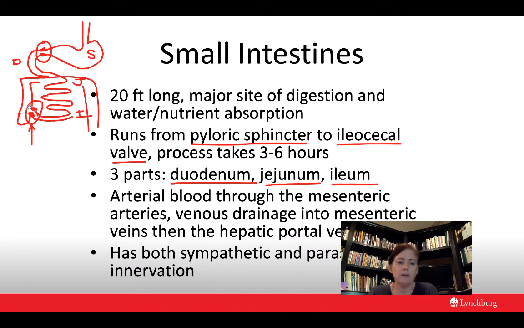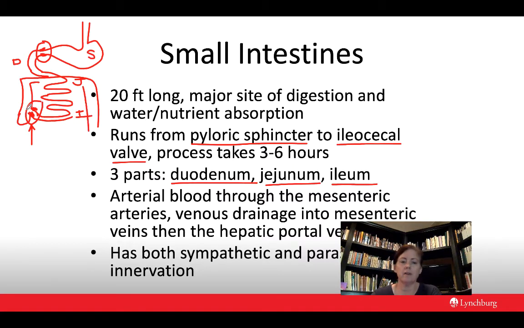So arterial blood supplies the small intestines through the mesenteric arteries, and so we know primarily that's going to be superior mesenteric because it does small intestines. And in terms of venous drainage, we have the superior mesenteric vein that's going to drain the small intestines, and because it's a digestive organ, it's going to get routed into the hepatic portal vein and back to the liver.